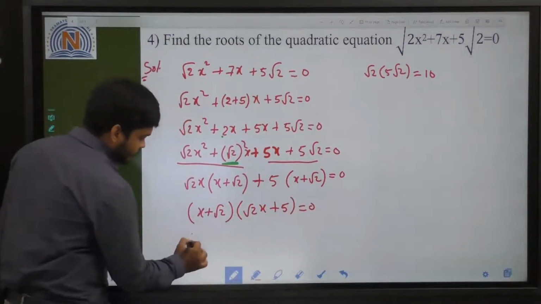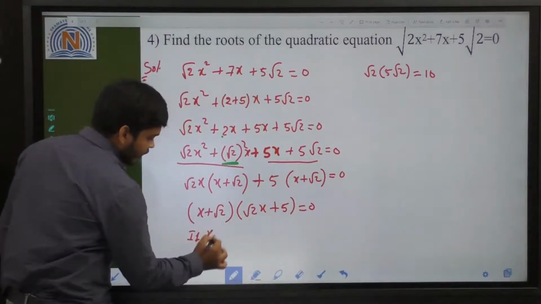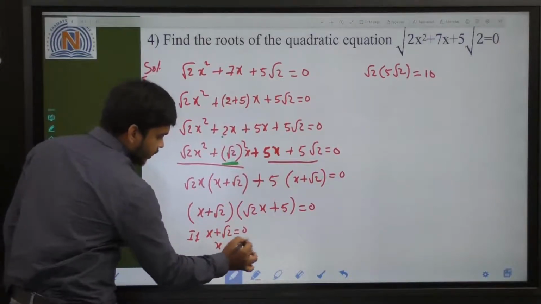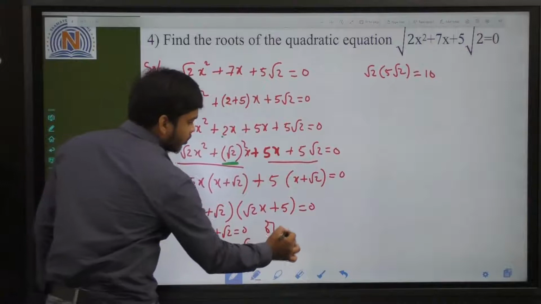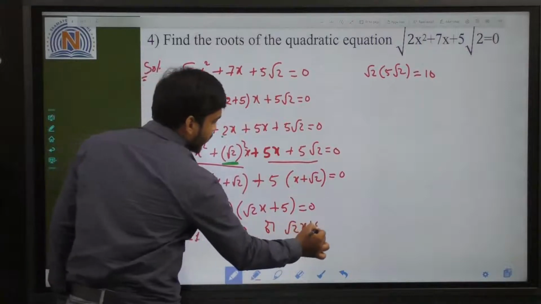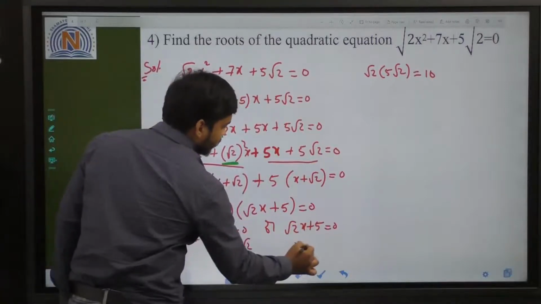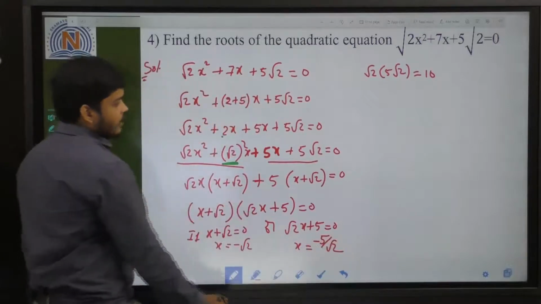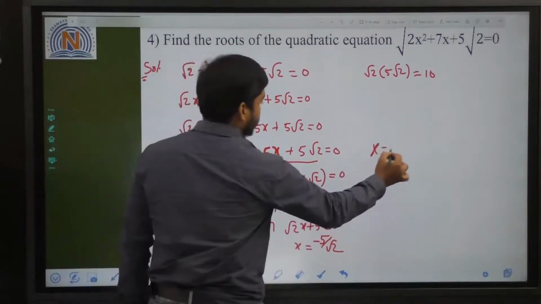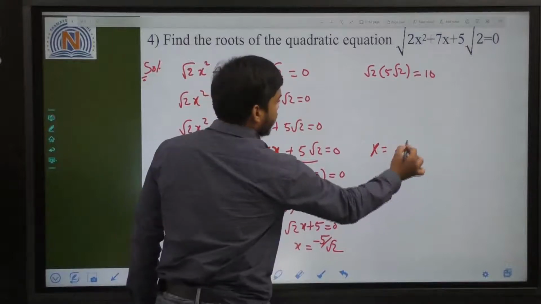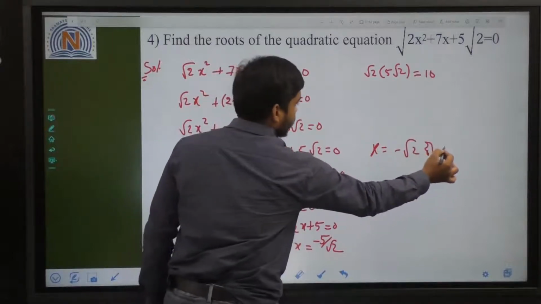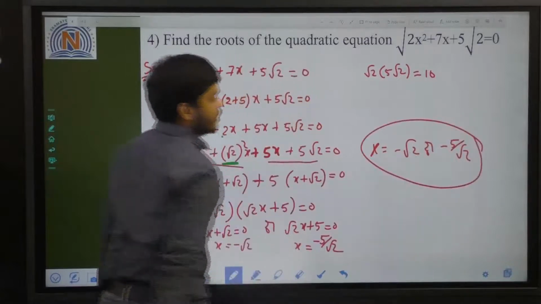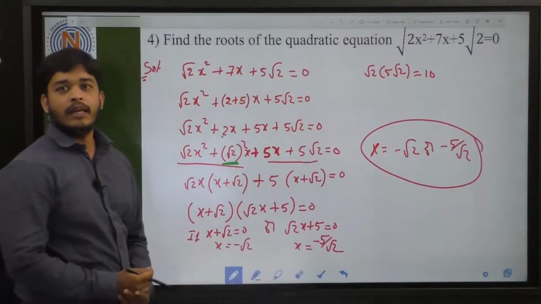So if x plus root 2 equals to 0, then x is equal to minus root 2, or root 2 x plus 5 equals to 0, x is equal to minus 5 by root 2. So what are the x values here? x is equal to minus root 2 or minus 5 by root 2. These two are the roots of the given equation.